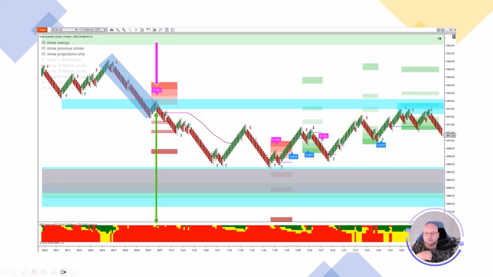We then look down to the bias depth heat map. All 6 time frames are red. There's our confirmation. We have fresh air from the entry line to the next support zone. We've gone through target 1, target 2, target 3. We say a minimum of target 2. So we've got fresh air. We take the trade. Look what happens.